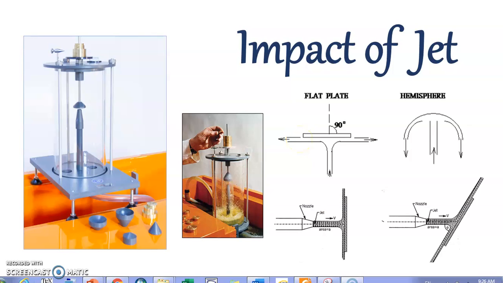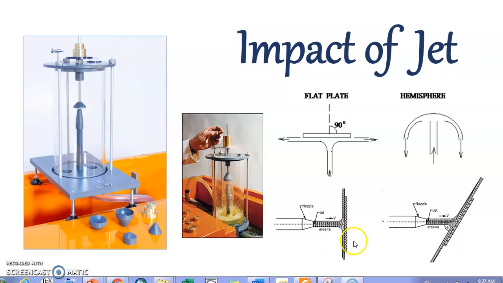Hello everyone. In this segment, we'll try to understand the experimental setup of impact of jet and also one more case under the calculation of force exerted by the jet where the flat plate is hinged. So the usual way in which we'll understand the impact of jet phenomenon is this.